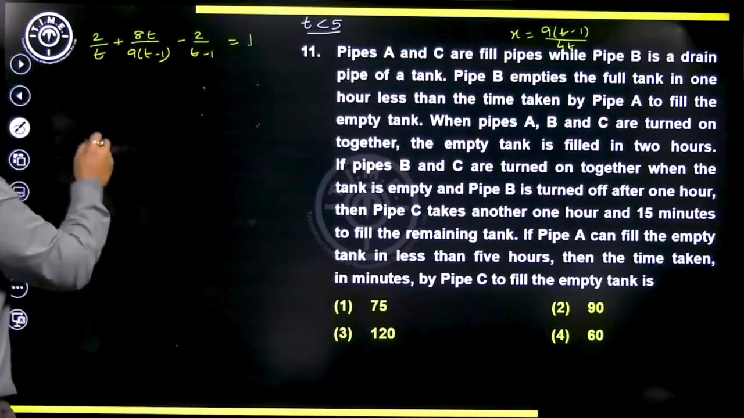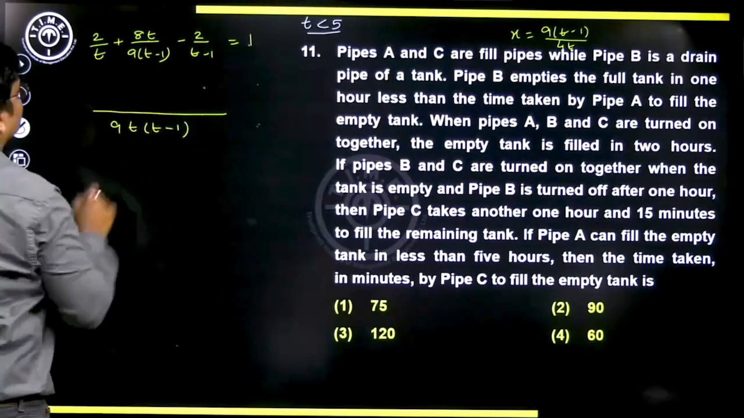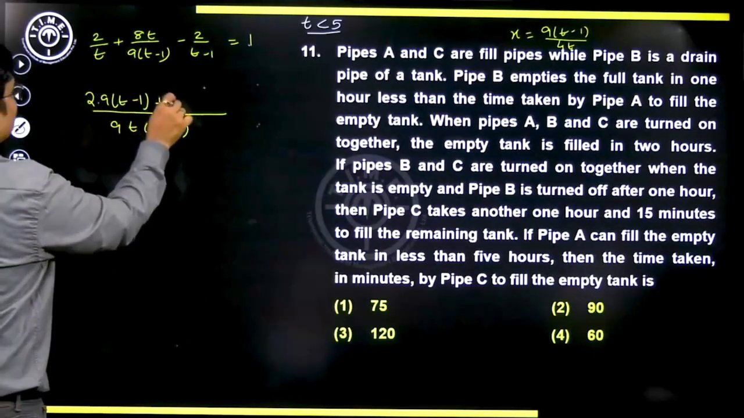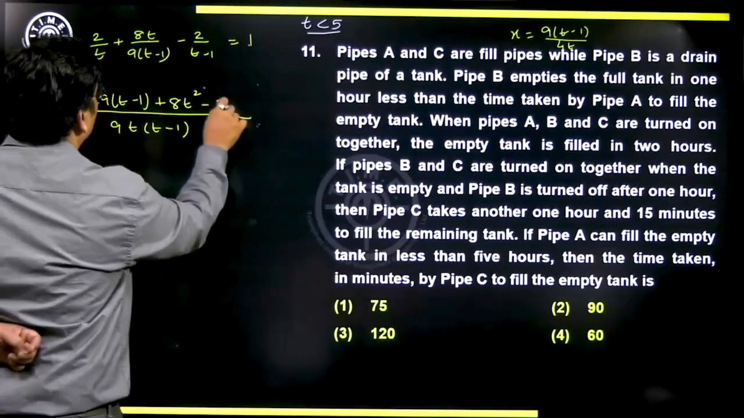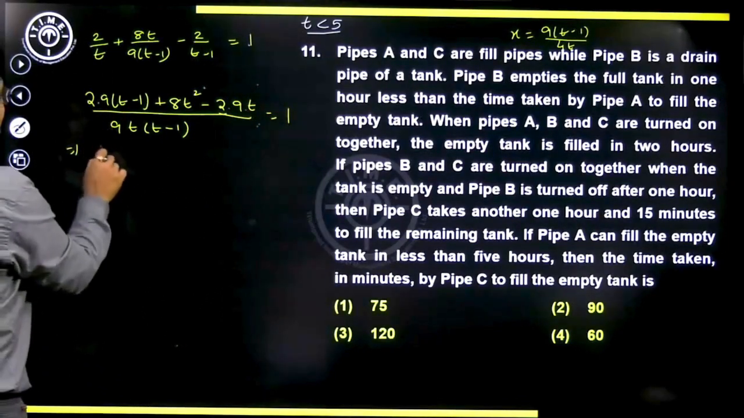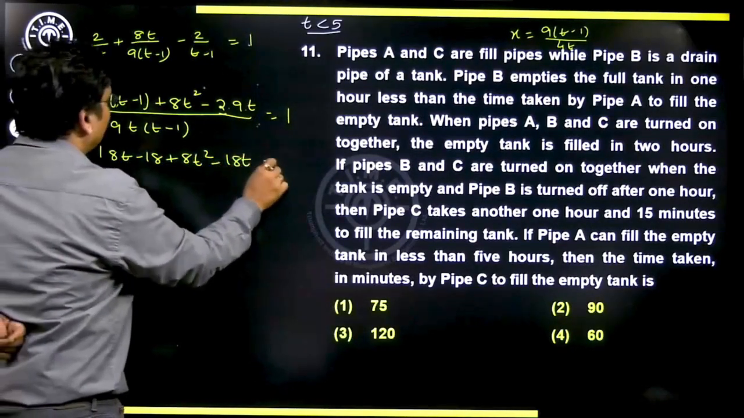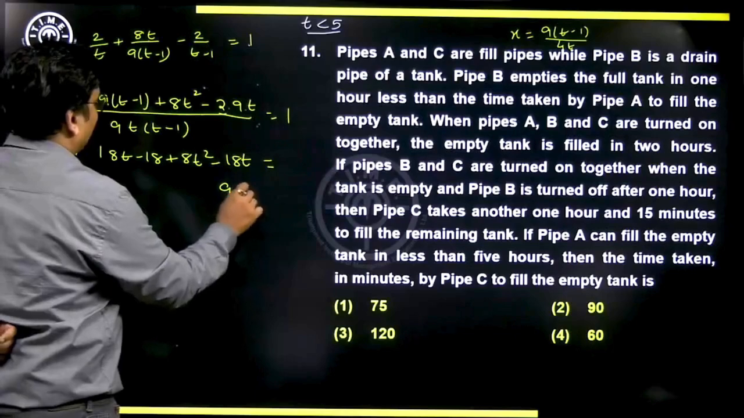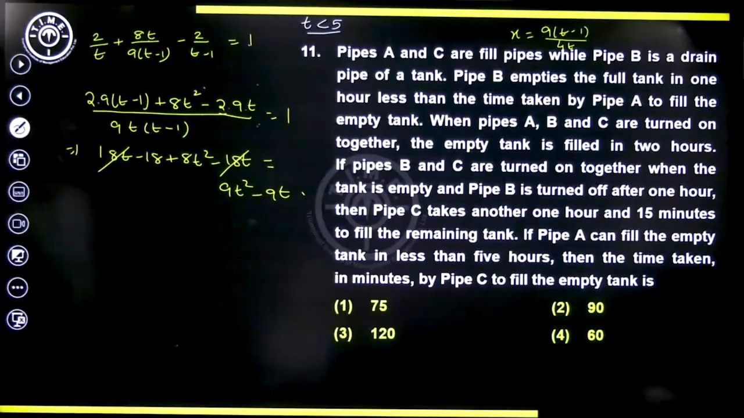So when you solve this equation, when you try to take the LCM and all, we'll get what? 9 into T minus 1. So it is 2 into 9 into T minus 1 plus 8T square minus 9 into 2 into T is 1. Now let's simplify. So it's 18 into T minus 1 plus 8T square minus 18T will be equal to, when you cross multiply, 9T square minus 9T. 18T will cancel out again here.